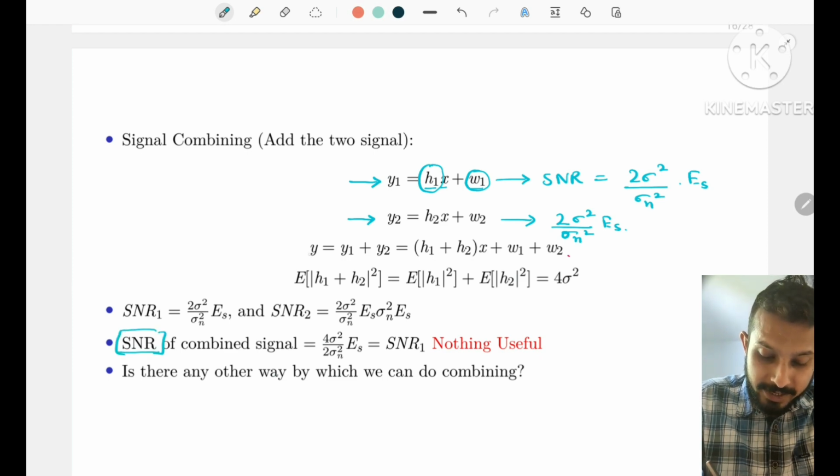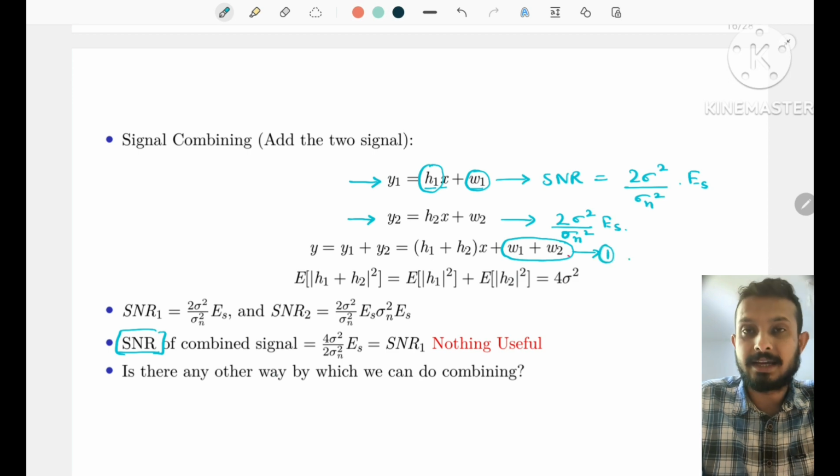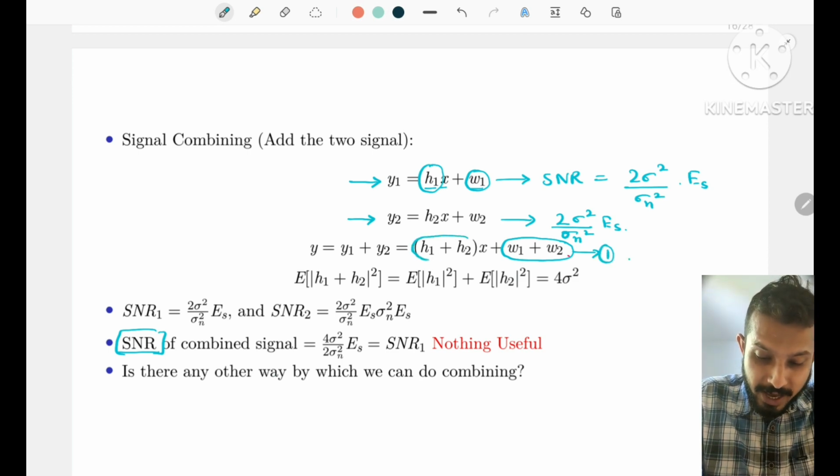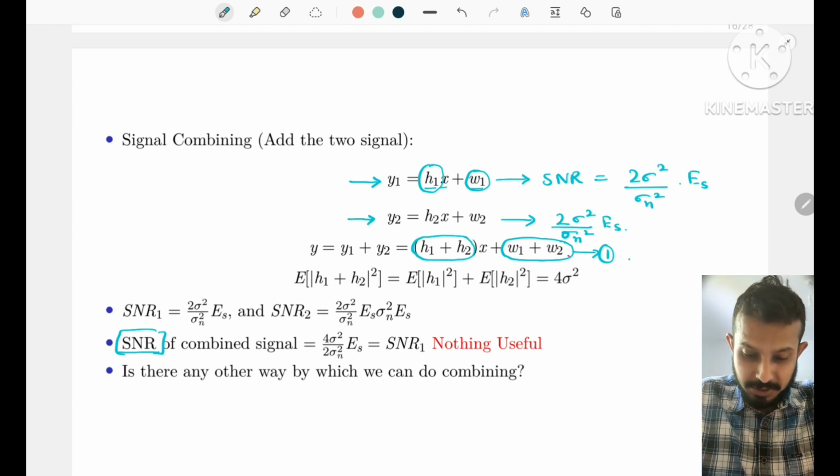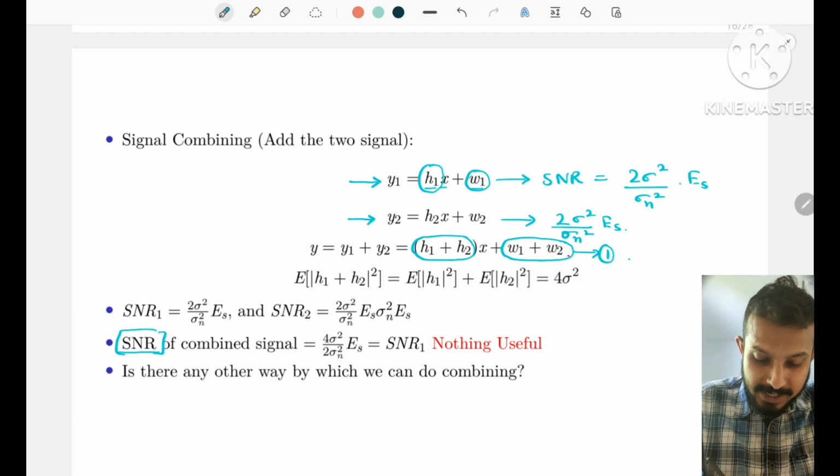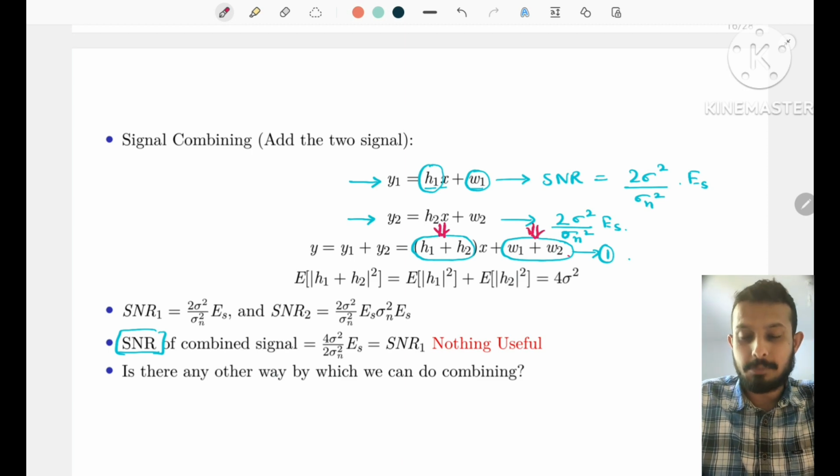For the combined signal, we get y is equal to y1 plus y2. y1 is h1 x plus w1 and y2 is h2 x plus w2. We get h1 plus h2 times x, plus w1 plus w2. The first observation is that the noise is getting added. The second observation is that we have h1 plus h2, where h1 and h2 both are zero mean and Gaussian distributed. We want to compute the SNR of the combined signal. We compute the power corresponding to the signal part, and then we divide it by the power of the noise w1 plus w2.